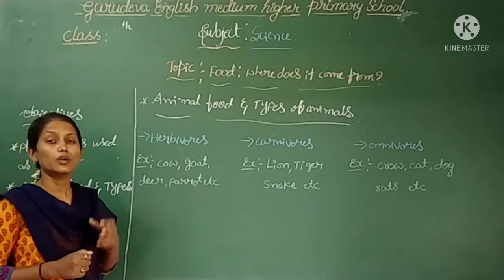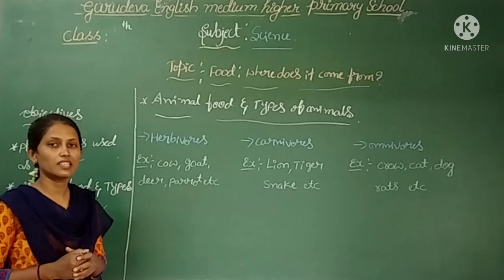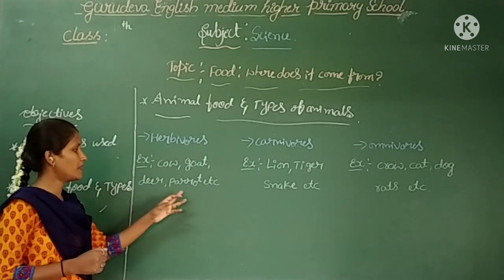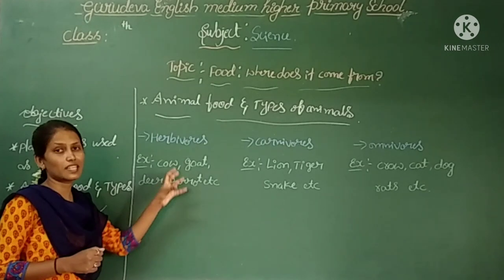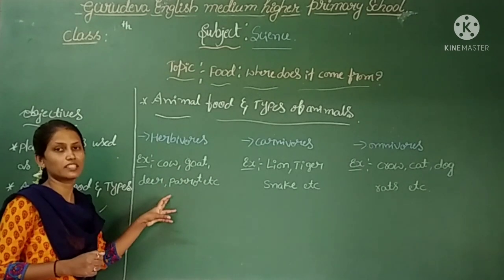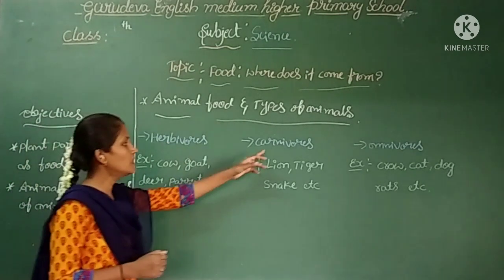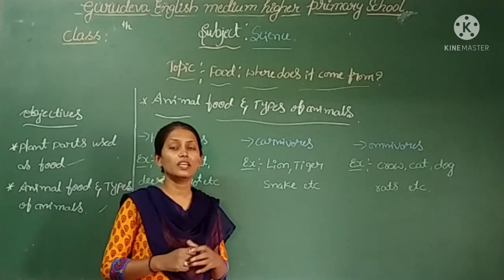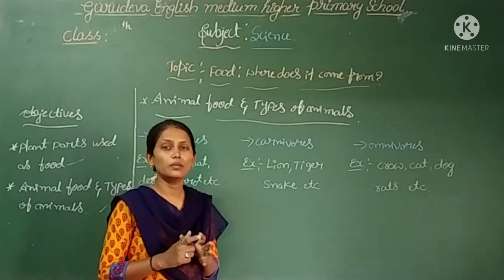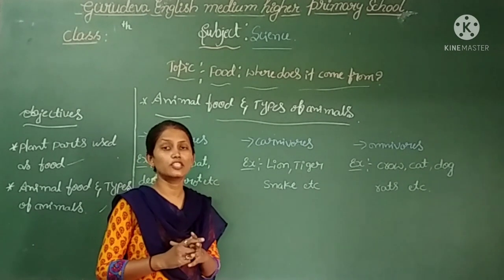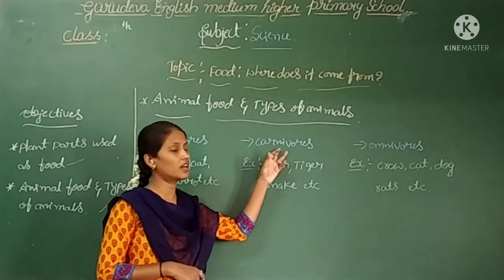For example, which animals do we call herbivores? For example, cow, goat, deer, parrot, etc. These animals eat only plants, so these are examples of herbivores. Next one, that is carnivores. Carnivores are the animals which eat only animals. That kind of animals we call carnivores.